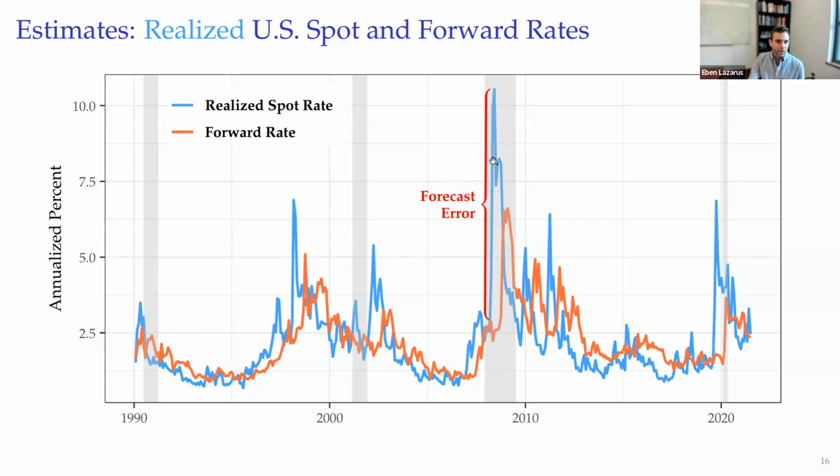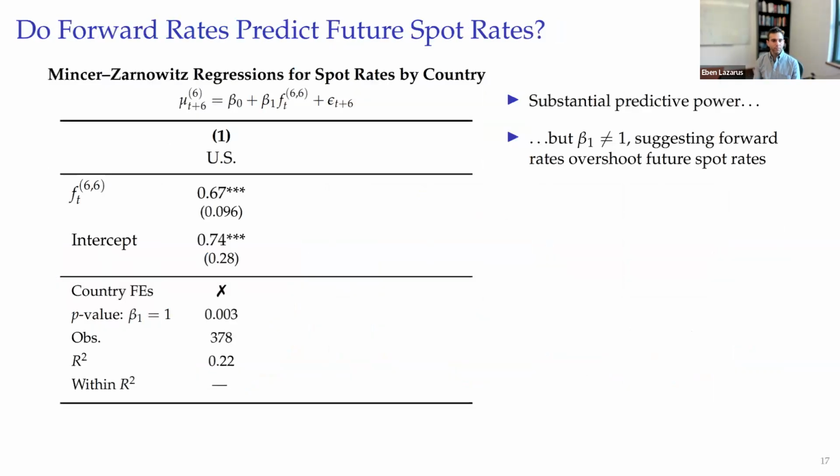That big forecast error at crisis onset is not going to be particularly predictable. What's going to be predictable is that when forward rates spike after the crisis hits, future spot rates mean revert more quickly than the forward rates expect. And so this forecast error is going to be really what ends up being quite predictable. Okay, so first we're just going to ask, how do the forward rates predict future spot rates?